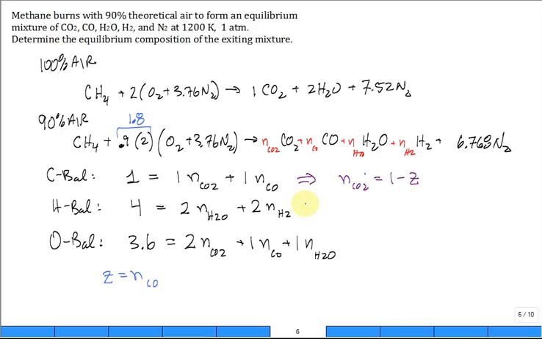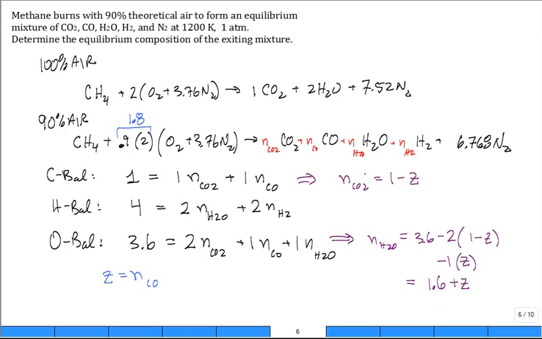And then once you've done that, you probably can come to this equation next. And you can rewrite that the amount of H2O is equal to 3.6 minus 2 times the amount of CO. Oh, that's 1 minus Z. Minus 1 times the amount of CO, that's Z. So you simplify and you find that the amount of H2O is 1.6 plus Z. Do you agree?